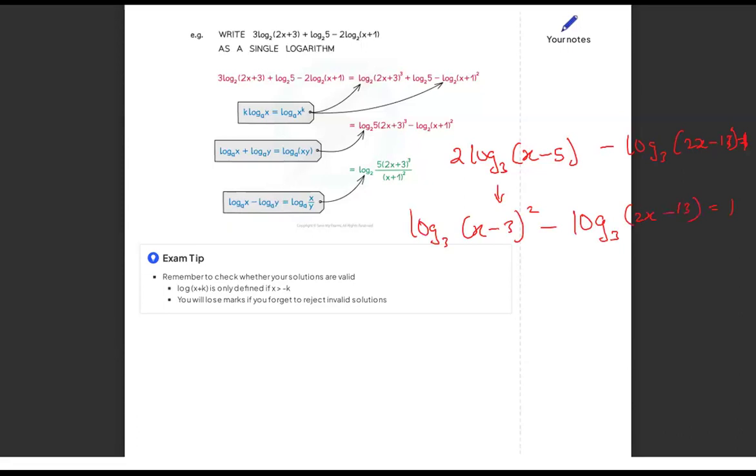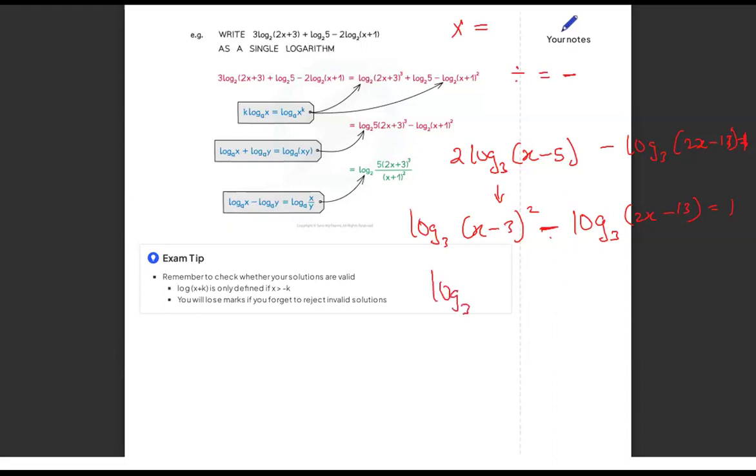So from there, things are taking shape. I told you when you see powers, when you see multiplication, it's going to be addition. But when you see division, it's going to be subtraction. So when you see subtraction, you can turn it back to division. To make it easier for you, turn it back to division.